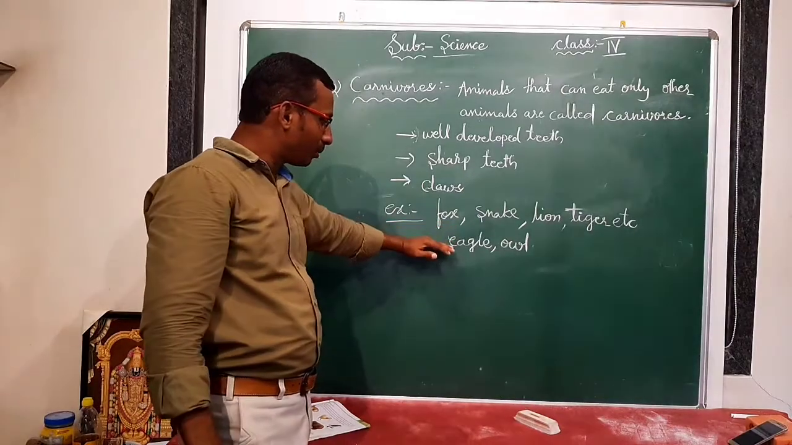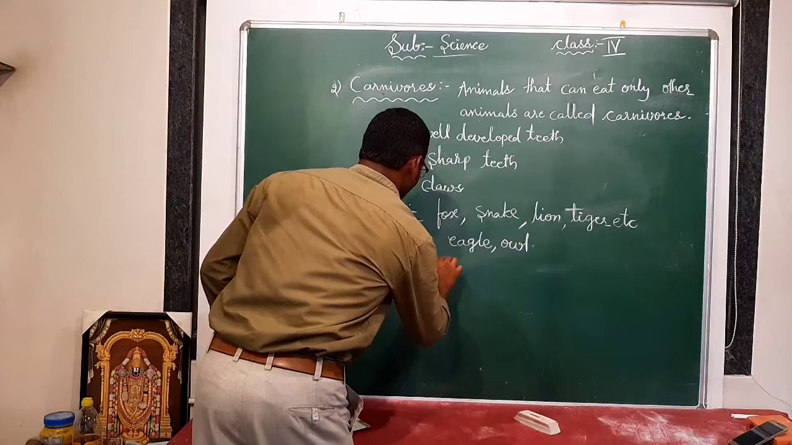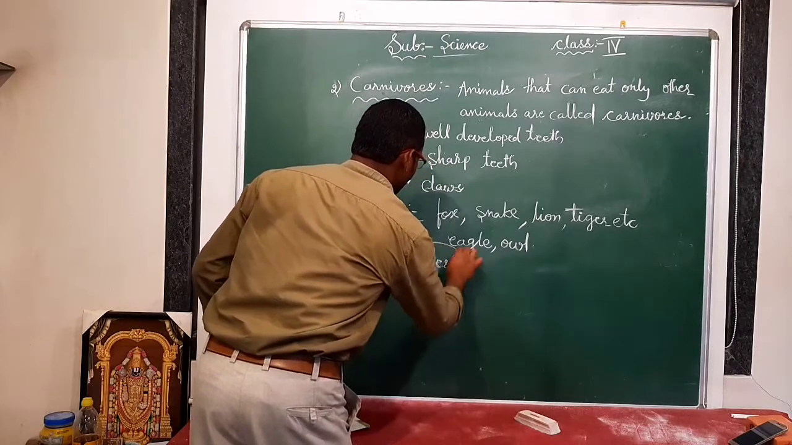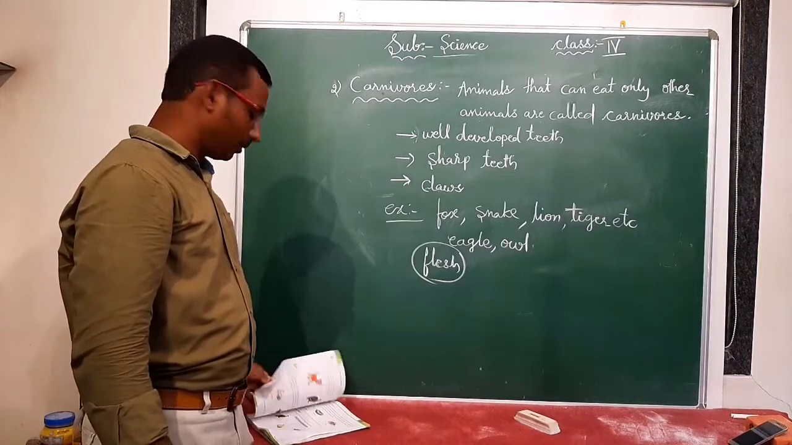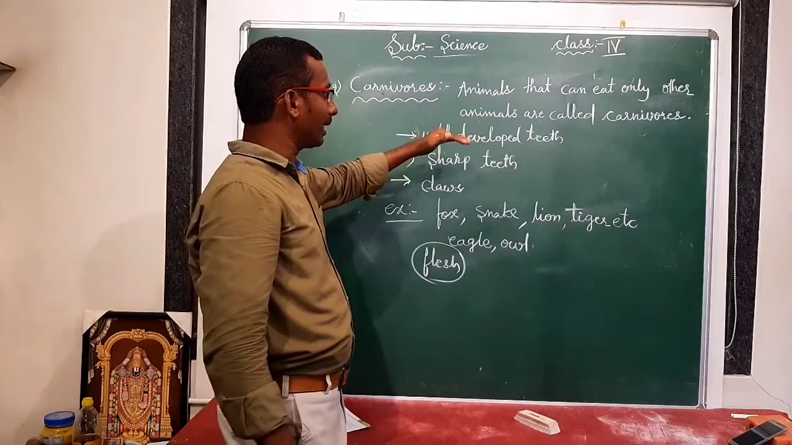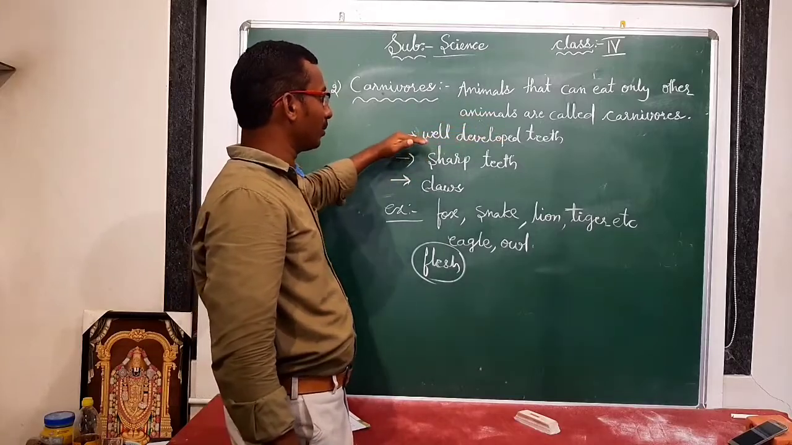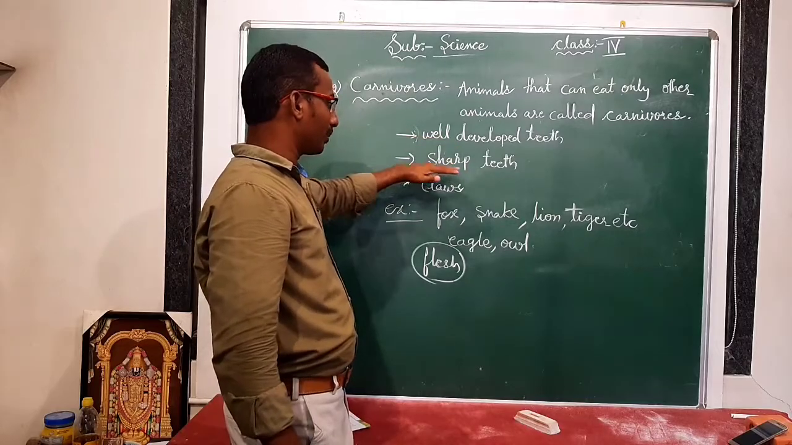See, these animals or birds can eat only flesh. Clear? Okay? So these are the carnivores. Animals that eat only other animals are called carnivores. What are the special characters? They have well developed teeth and sharp teeth.